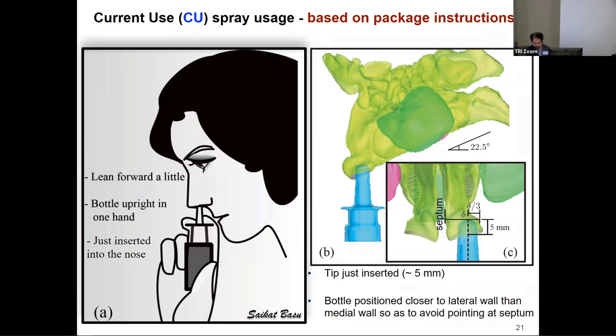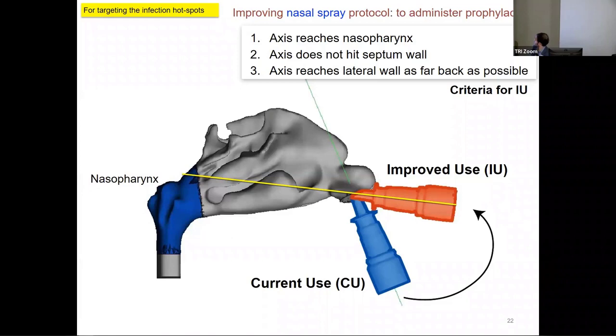Now we want to improve over this. So for this we are proposing a new improved use protocol, which is meant to use the inertial motion of the particles as they go out from the nozzle. There are 3 conditions that we are trying to check. Number 1 is the axis of the spray bottle should cut through the nasopharynx so as to maximize the use of the inertial motion of the particles. The axis should not cut through the septum because it is clinically unsafe. And the axis would eventually intersect the lateral side walls, but let's try to do it as far back as possible. So those are the 3 conditions.